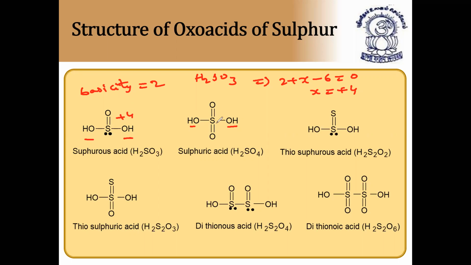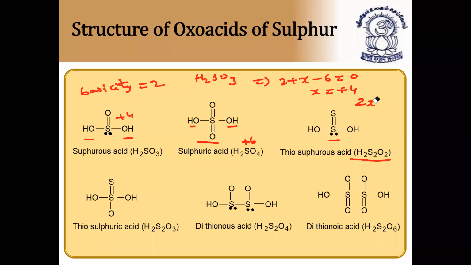In sulfuric acid, the oxidation state of sulfur is +6, and it is strongly acidic in nature. It is also called the king of chemicals, as I already told you. It is used as a dehydrating agent, etc. It has 2 OH bonds and 2 double-bonded SO bonds. Next, thiosulfurous acid, H2S2O2. It has one lone pair and 2 sulfurs, with 2 OH bonds. The oxidation state of these 2 sulfurs is 2x. Sorry, I'll write it again here.